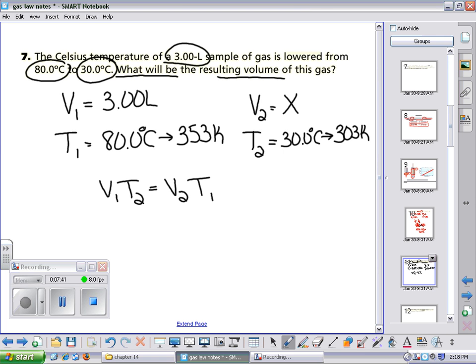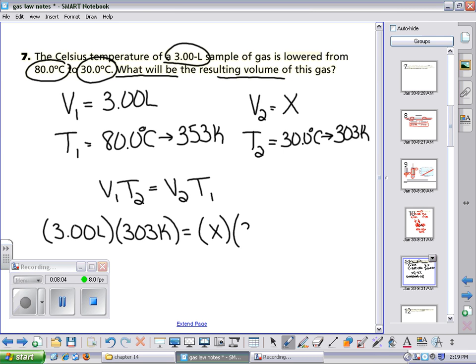Plug in what you know. Just watch your T's. The 1s and 2s are on opposite sides. So just watch where the numbers are at. So the original volume is 3. The new temperature is 303 because it's T2 we're looking for here. V2 is our X, and T1 is 353 Kelvin. So we plug our numbers in.